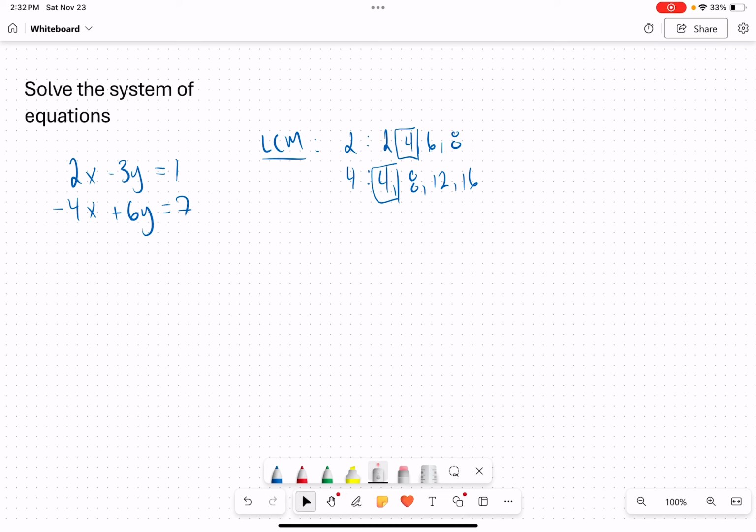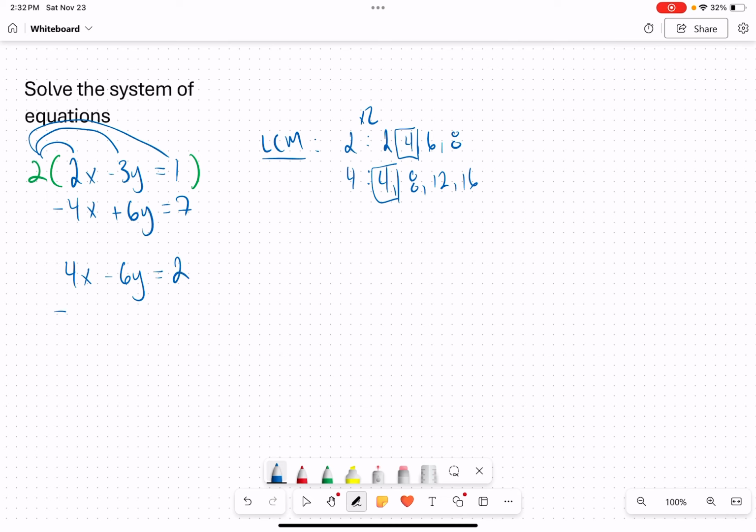But I do know that I'm going to need to change this 2 to get to a 4. And how do we do that? Well, we're just going to multiply by 2. So everything in the first equation is going to be multiplied by 2. We have 2 times 2x, which is just 4x. 2 times negative 3y, which is negative 6y. And 2 times 1, which is just 2.